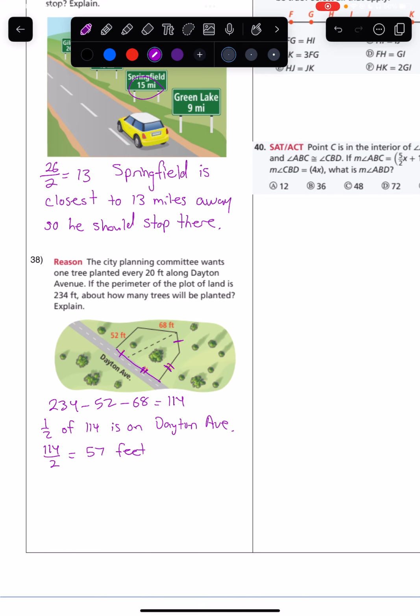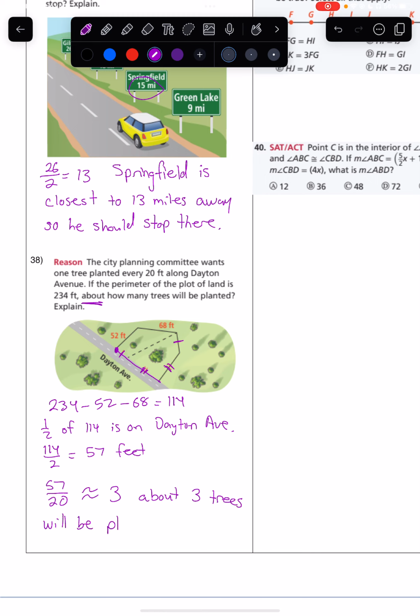And if we want to plant trees every 20 feet along Dayton Avenue, then we're saying we're starting somewhere, maybe over here, we're planting a tree, and then we're planting another tree 20 feet later and another tree 20 feet later. So if we do 57 divided by 20 feet apart, that's around, it's not exactly, but it's around 3. So when we're asking about how many trees will be planted, we can say about 3 trees will be planted.